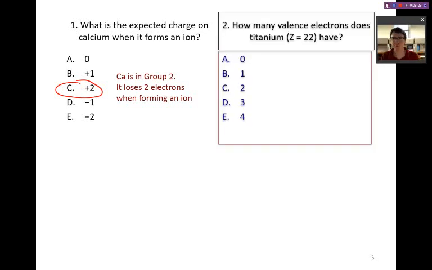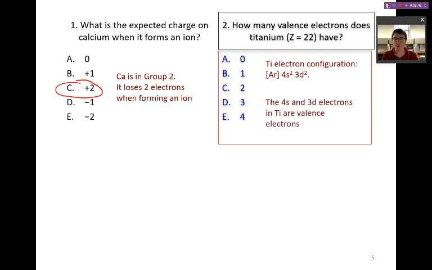Second question. How many valence electrons does titanium, atomic number 22, have? Pause this and try this on your own. Welcome back. So, titanium's electron configuration would be argon 4s2 3d2. Remember that for transition metals, you include both the s and the d orbital electrons as part of the valence. So for titanium, it has 4 valence electrons.